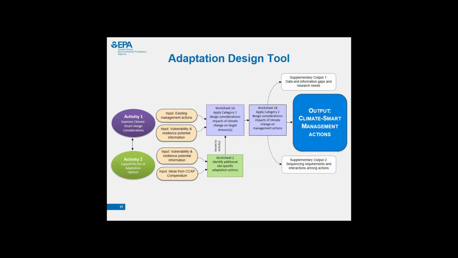And then most recently, you've used worksheet 2 along with both the vulnerability assessment and the compendium to see if you could brainstorm new actions that, as you can see here, you would then iterate back to activity 1. So worksheet 2 helps you specify actions that are appropriate to fill gaps in your vulnerability coverage, and that you would then want to see benefit from being run through these design considerations.